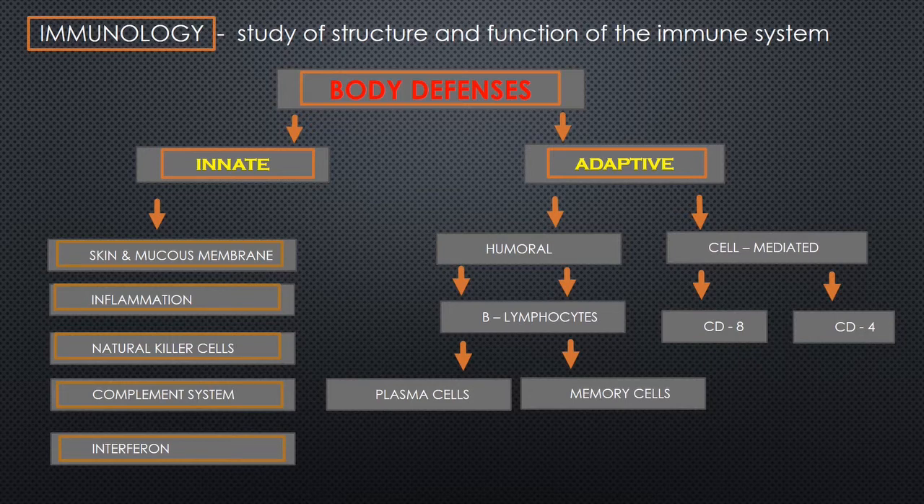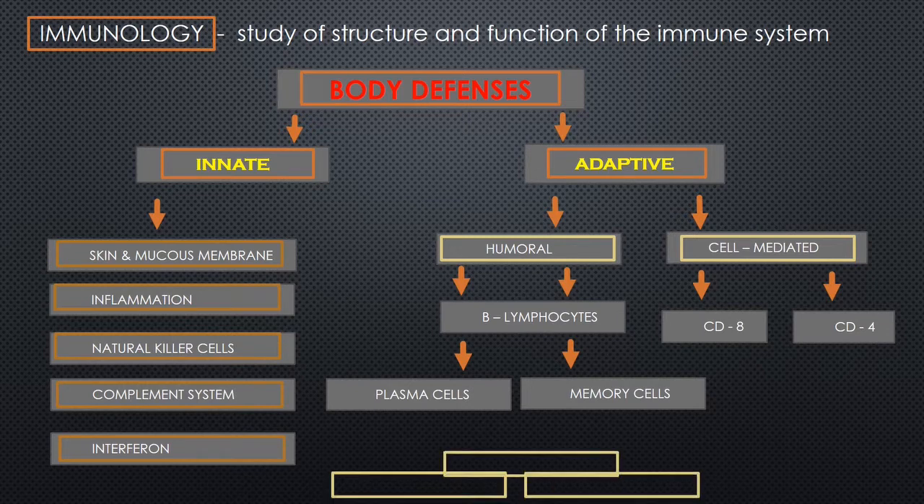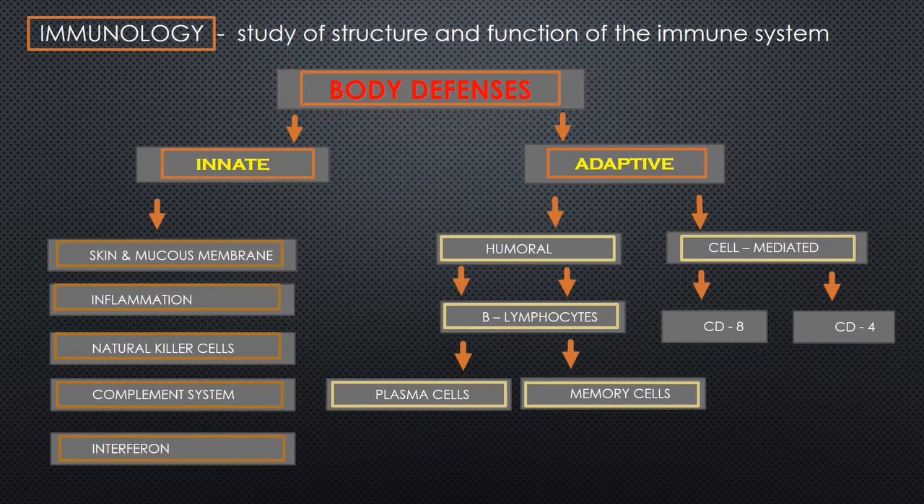Now, under the adaptive, it is further subdivided into two: the humoral and the cell-mediated. Under the humoral, B lymphocyte is the primary actors of humoral response. And the B lymphocytes are further classified into plasma cells and the memory cells. Now, plasma cells are the producer or manufacturer of the B lymphocytes, from which it will afford a short-term immunity as compared with the memory cells that will confer a lifelong immunity.